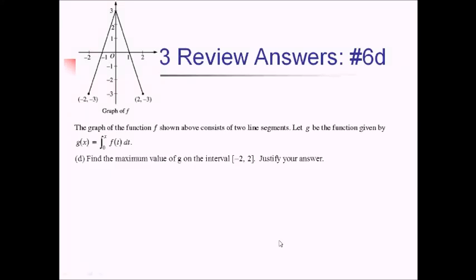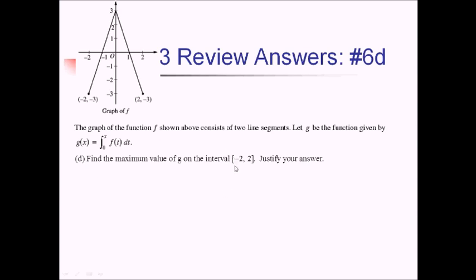For this one, we're trying to find the max value of g on the interval from -2 to 2 and justify our answer. So that means we need to either use the candidates test or the lonely critical value test. Now we've got multiple critical values here. We've got critical values at -1 and 1. So we actually can't use that particular test. We need the candidates test on this one.